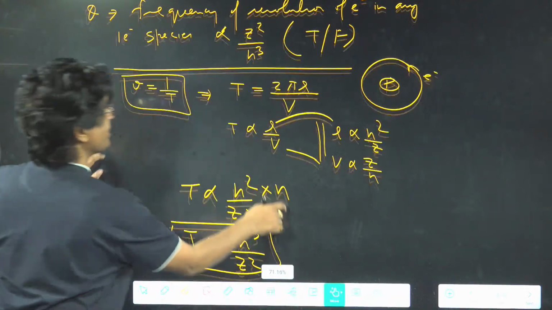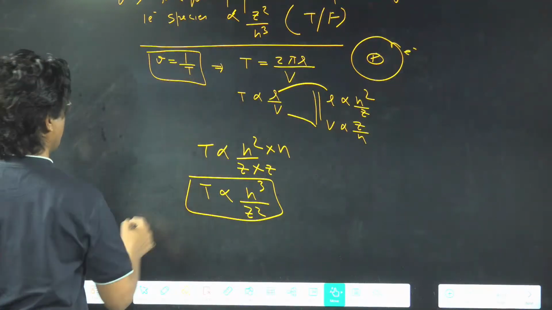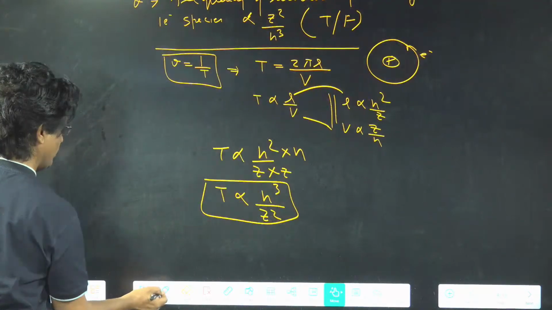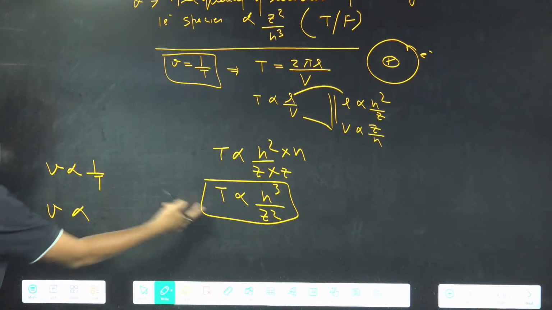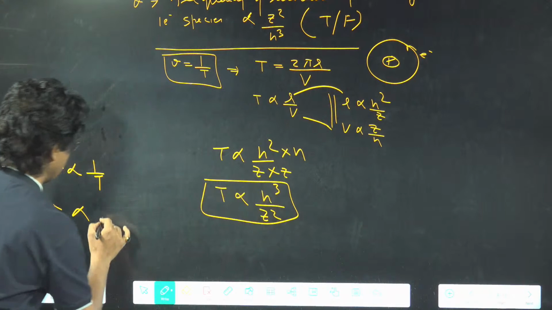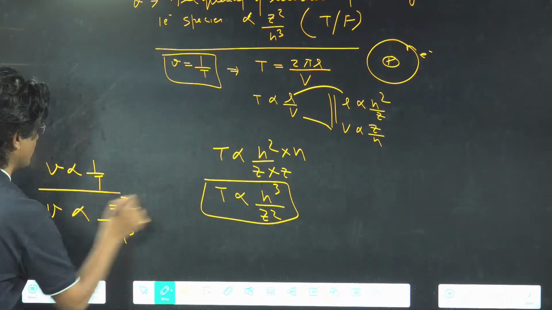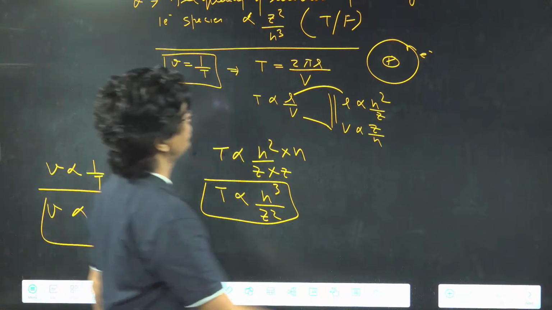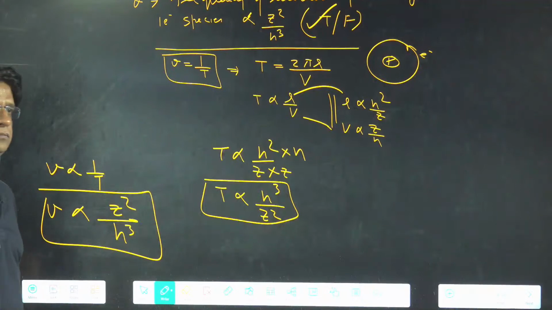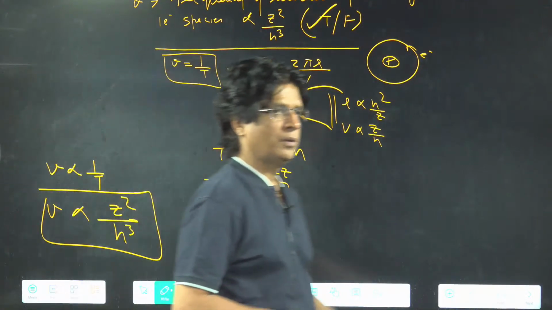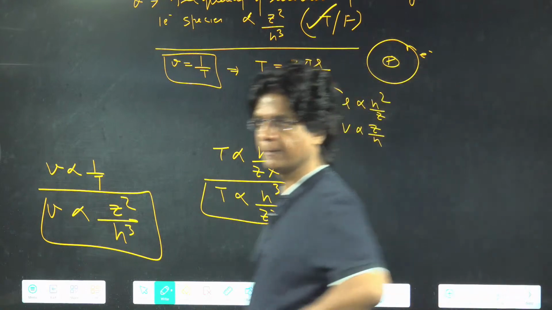So I know that frequency is inversely proportional to T. That means frequency will be inversely proportional to n cube by Z square, so Z square goes up. So this statement was true. Yes or no? Very good. Keep it up.